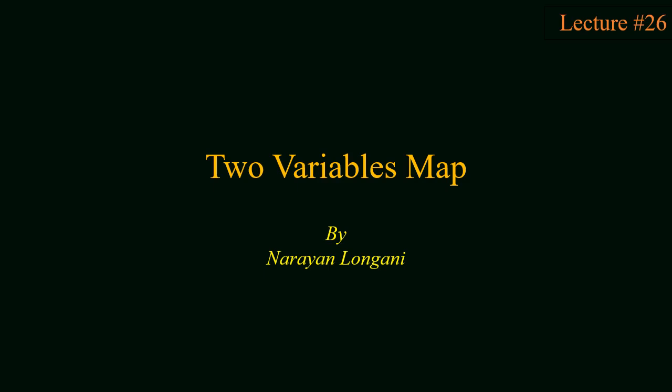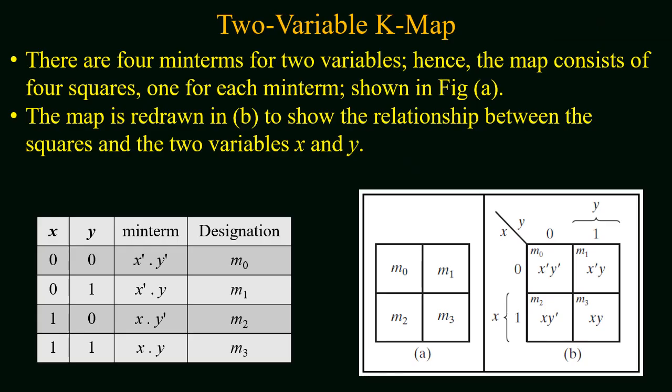Hello everyone and welcome back to the series of digital logic design, and today we will study the two variables map. We know that for two variables we have four possibilities of minterms. Let's suppose we have two variables x and y, so we have four minterms m0, m1, m2 and m3.